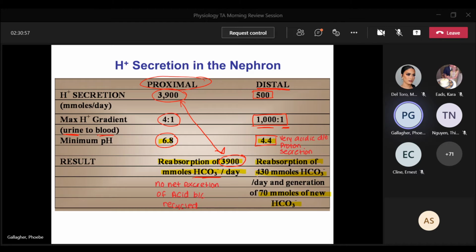So you do see reabsorption of bicarb because it occurs inside of the cell. Since you're removing protons, you effectively make more bicarb. And you also make more bicarb because of that same action. So don't memorize these numbers though.